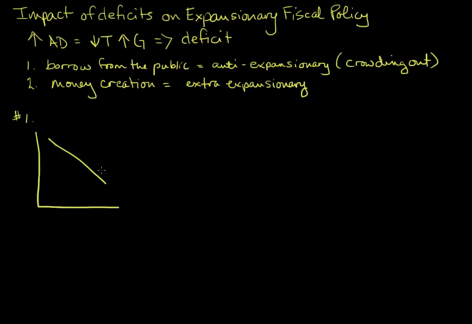The important graph we want is a loanable funds graph. Here is the supply of loanable funds, which comes from savers, and then we have the demand for loanable funds, which comes from borrowers. We have interest rates over here, and we have our quantity of loanable funds down here. So this is the loanable funds graph.